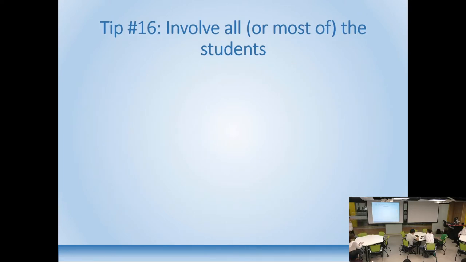Tip 16 is try to have interaction in the classroom which involves as many students as possible simultaneously. This is the big disadvantage of the IRF, because each time you ask a question, ask for nomination, nominate one student. One student is active and the rest of them may or may not be active. What can we do to have more?